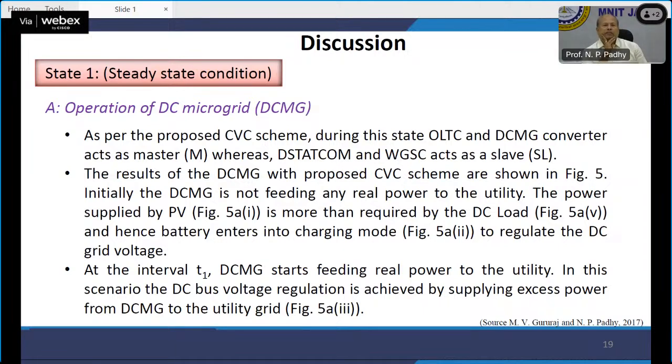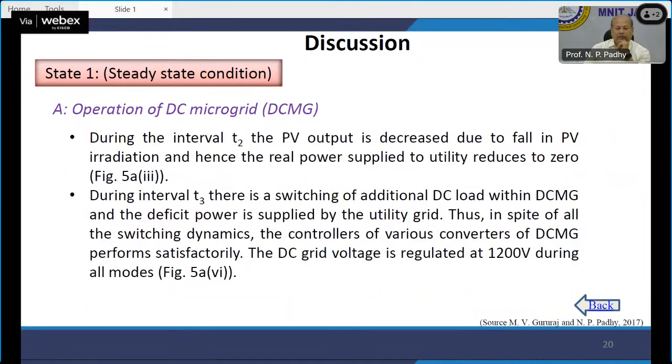Now the result of DC microgrid with proposed CVC scheme are shown in figure, already explained very nicely. So in the interval T1, the DC microgrid starts feeding real power to the utility. In this scenario, the DC bus voltage regulation is achieved by supplying excess power from the DC microgrid. So all the graphs that you have seen, those graphs are being explained in a theoretical mode from one to other. All right.